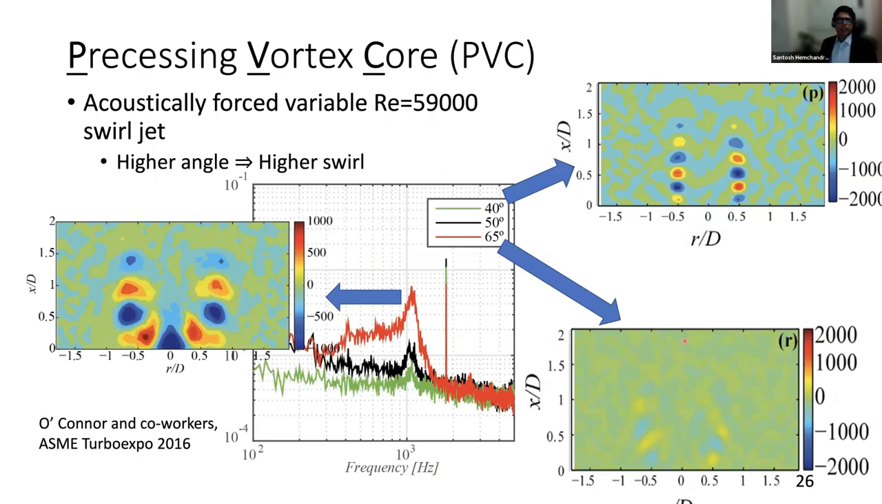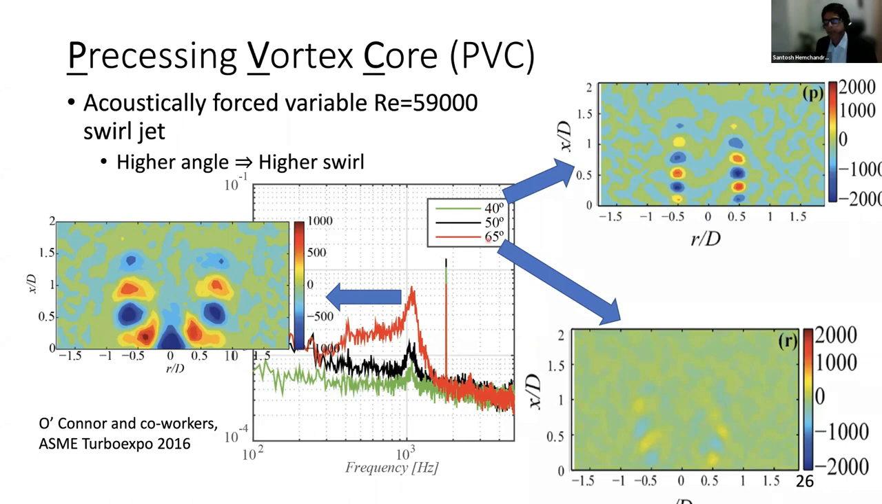Another thing we found was from a variable swirl jet experiment, which I will describe in a second. This is a swirl jet, which is acoustically forced axially, and in all these figures the flow is from bottom to top. The spectrum here shows a pressure spectrum. What's plotted is the pressure amplitude measured at a microphone just downstream of the jet nozzle exit. The x-axis is frequency, and this spike here represents the acoustic forcing.